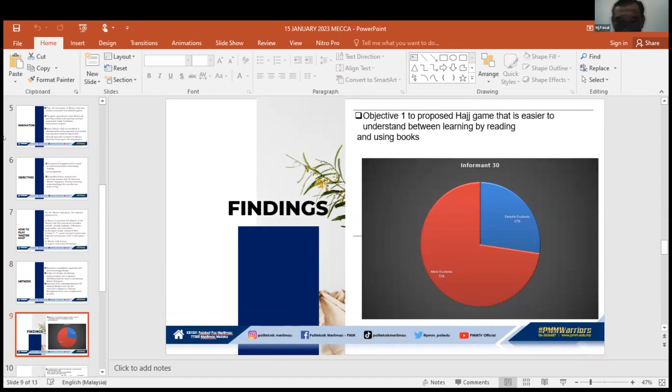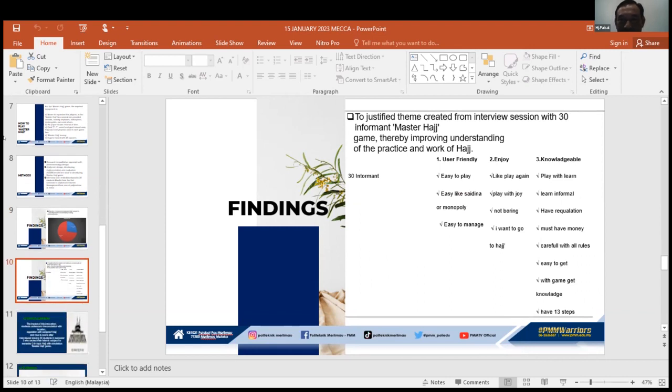This is the graph of the findings. You can see the red color and the blue color. Okay, and these were created from the interview session with the informal Master Hajj game. They were improving in understanding of the practice and work of Hajj. First, user friendly. This is easy to play, easy like Snakes and Ladders or Monopoly, and easy to manage too. Very enjoyable. I like to play again, play with joy and not boring, and I want to go to Hajj.